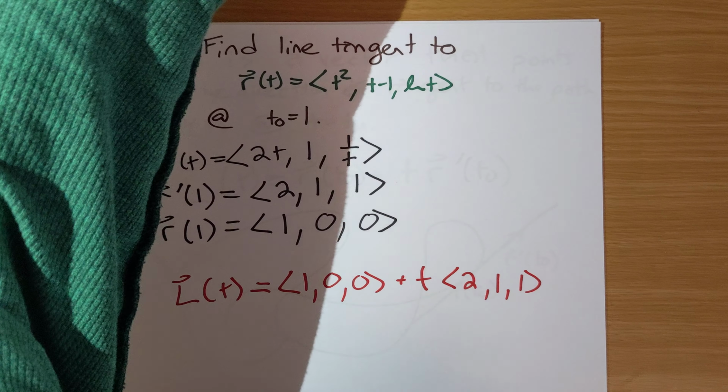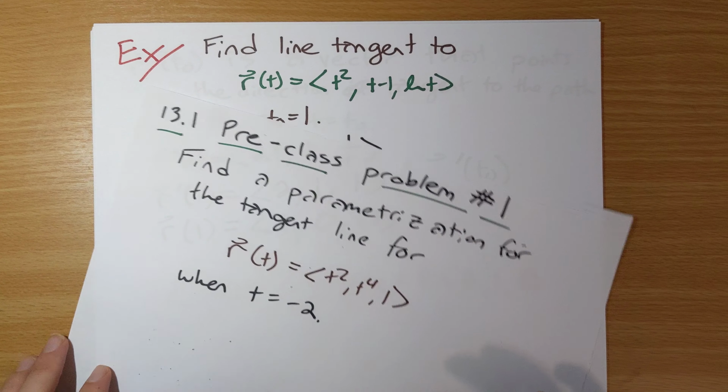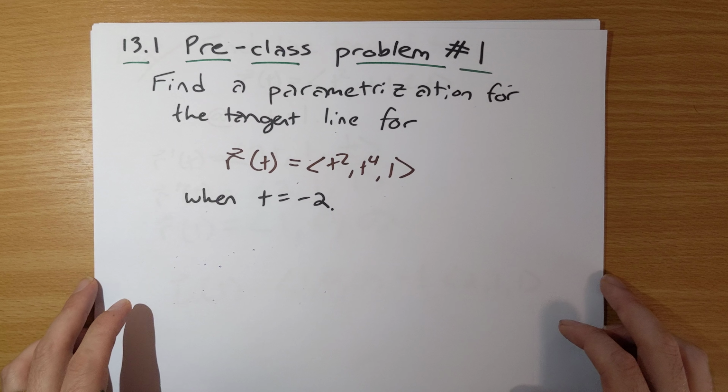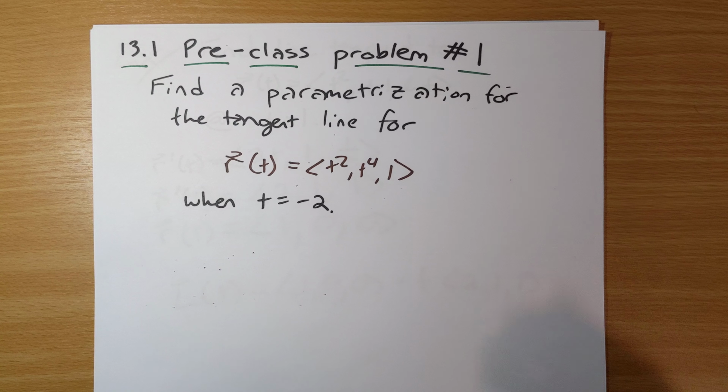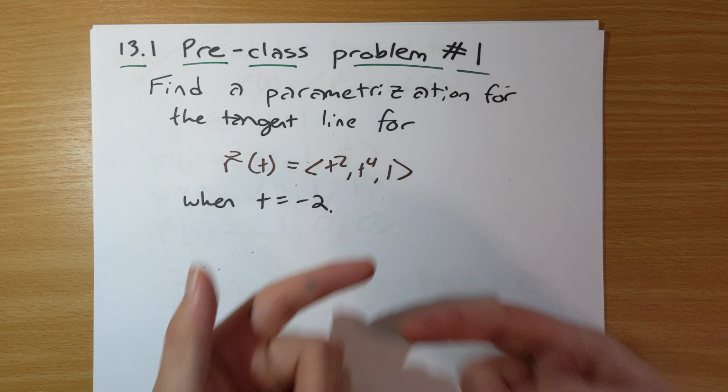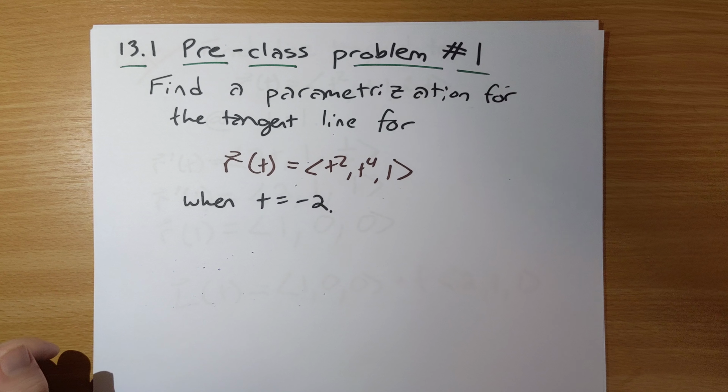So I think this is a pretty important problem type. So here is a pre-class problem for you to do. Find a parameterization for the tangent line, very similar to what I just did. Here's the parameterization when t is equal to -2.